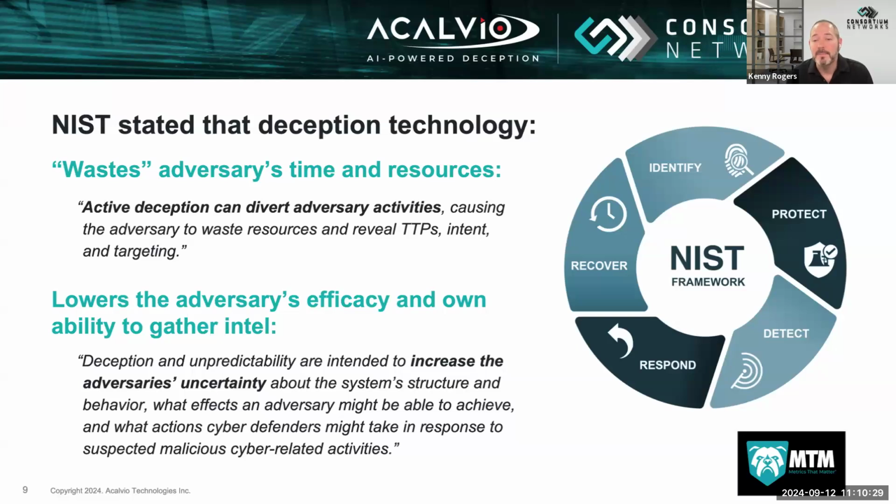NIST has recommended deception as a way to protect unclassified information in non-federal systems and organizations. So deceptions can be used to confuse adversaries about the information they use for decision-making, mislead adversaries about the value and authenticity of the information, and then mislead adversaries about the environment in which they are operating, which goes into wasting adversaries' time and resources and lowers the efficacy and ability to gather data.